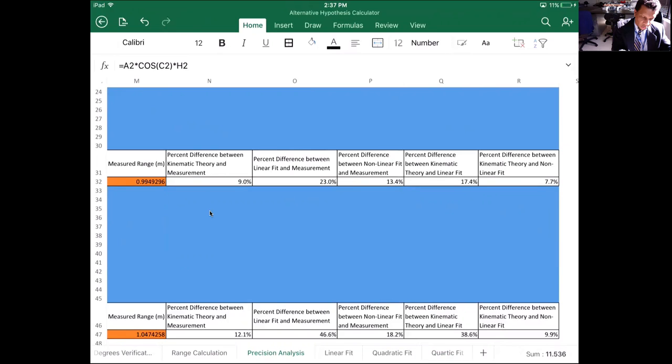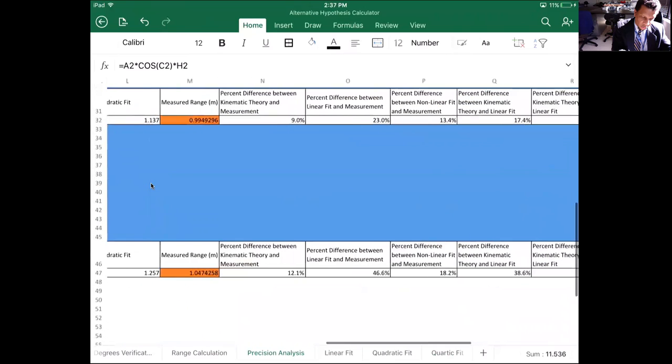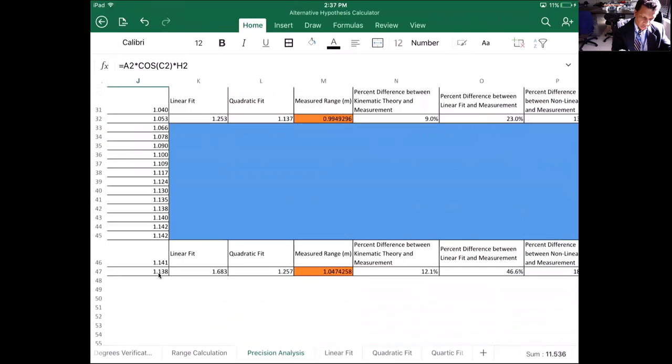and it would probably be best to do it comparing it to the measured range. I don't have that here, but it'd be nice to look at that. Maybe we can do that in class, but it would be nice to see that. If you look at 45 degrees, our theory is around 1.138. And you see our linear fit, our quadratic fit, and our measured range. It doesn't change much from this measured range.